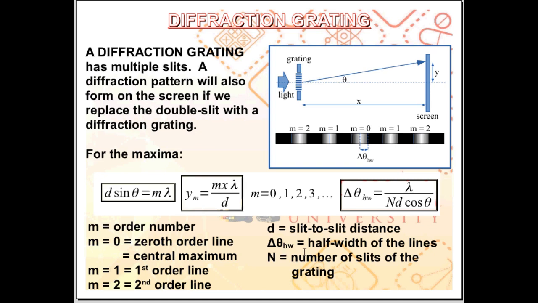Delta theta HW is referred to as the half width of the line. So if you look at the bright fringe, half of that bright fringe is the half width, delta theta HW. And capital N is the number of slits in the grating. So if there are 100 slits in the grating, N is equal to 100, and so on.